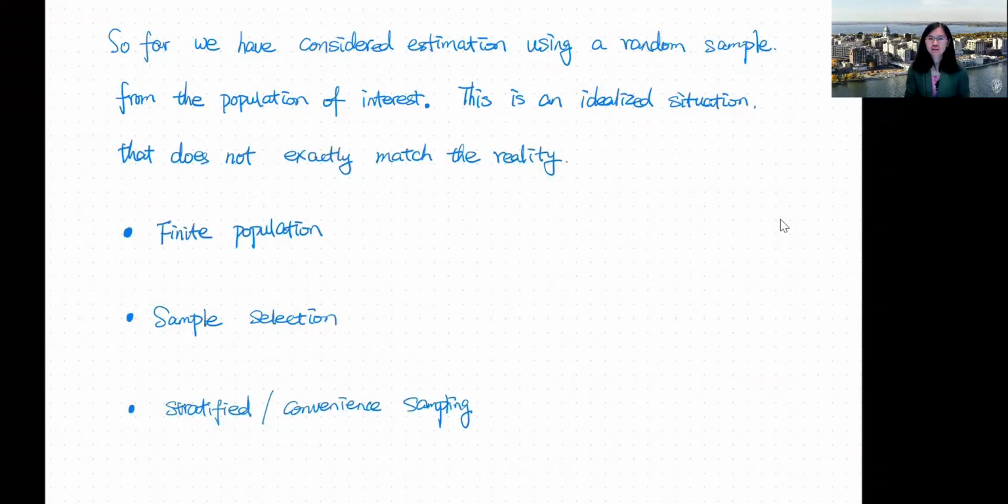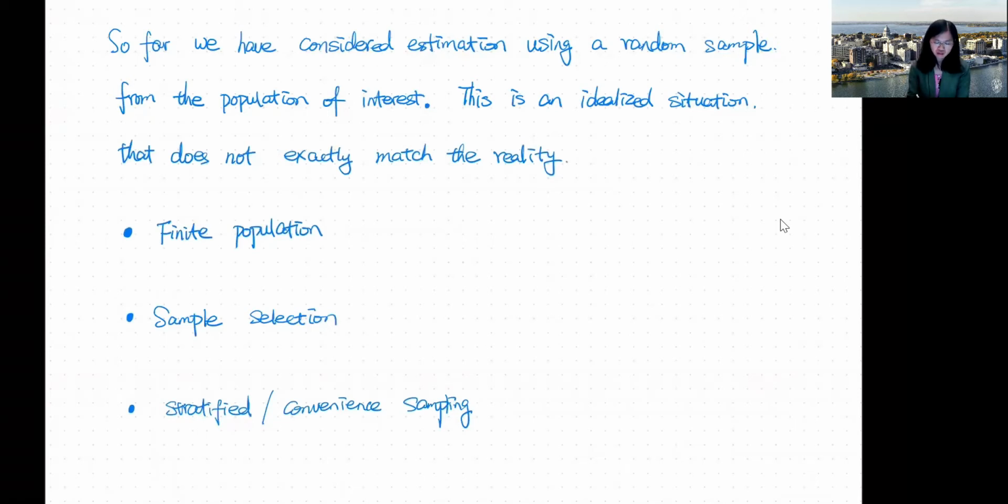So far, we have considered estimation using a random sample, which is also called an IID sample, from the population of interest. This is actually an idealized situation because in practice, we rarely have exact IID sampling. There can be many different issues that will make the sample not IID.